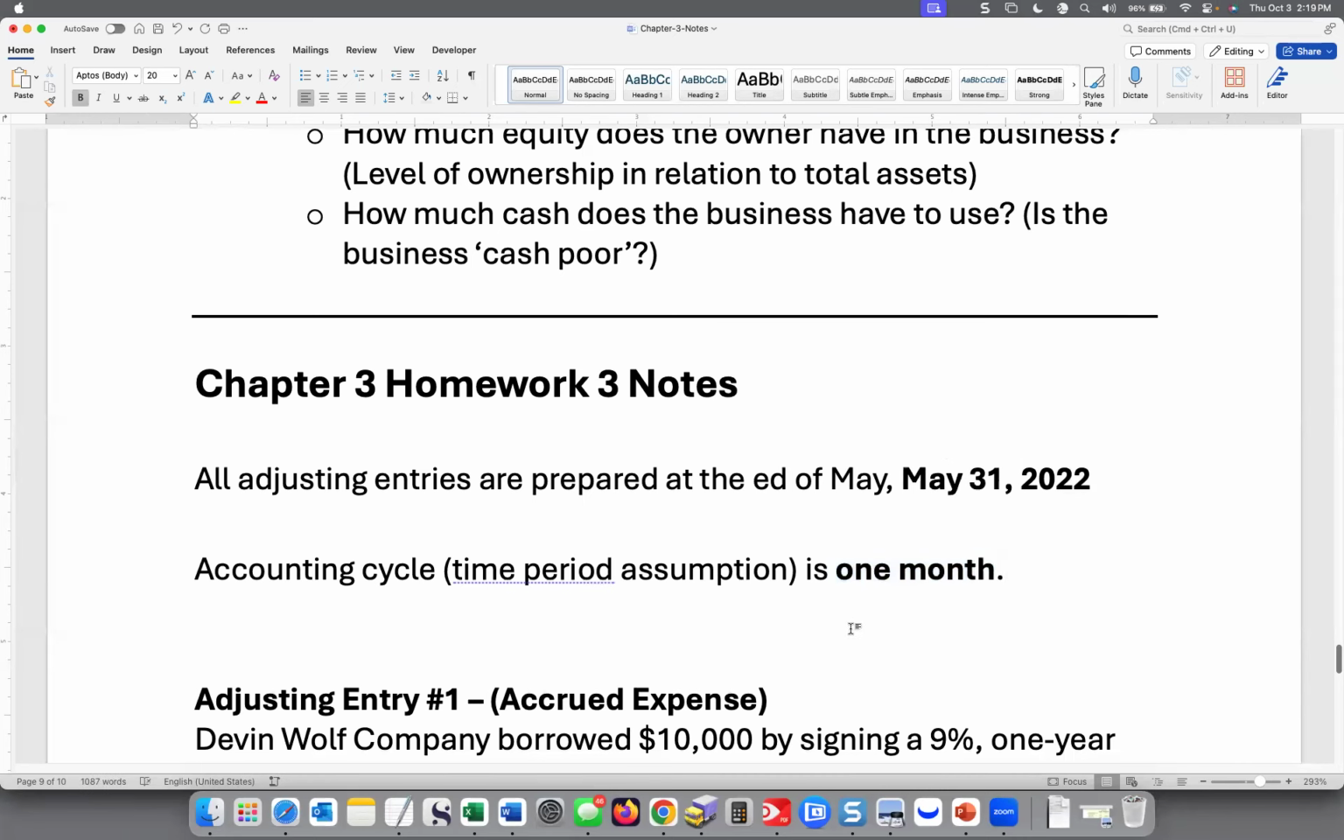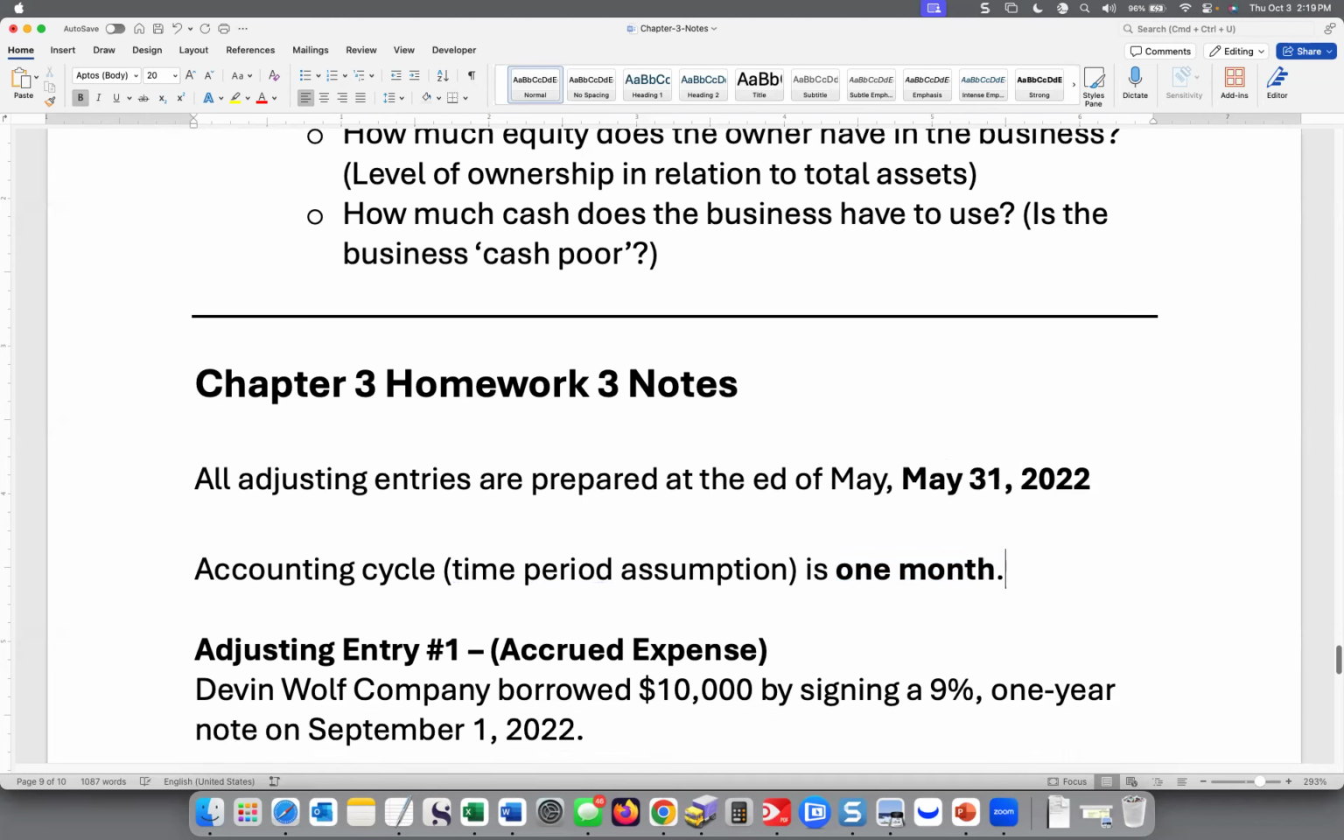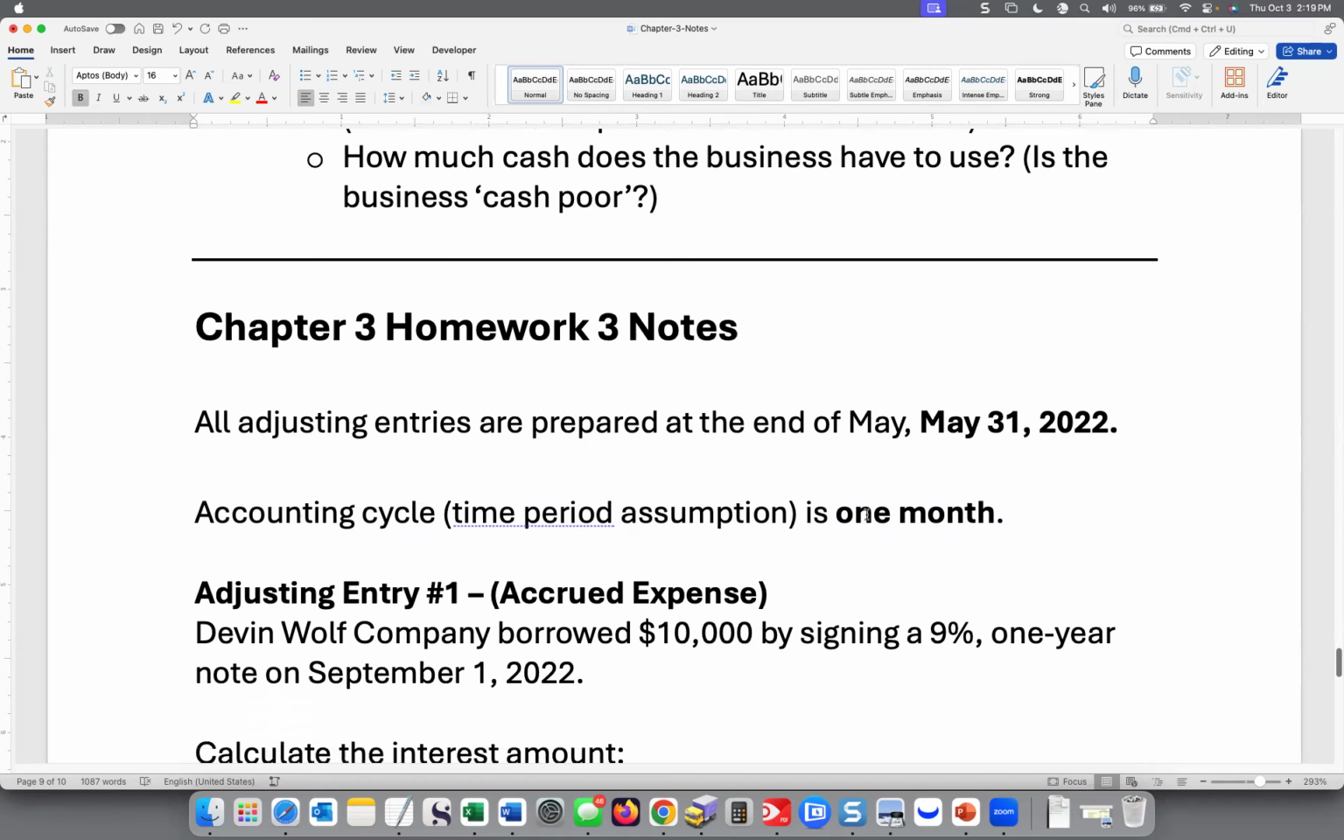Now, this is beginning information that's really important because, as you remember, some of these adjusting entries that we're going to do involve the time factor. Some of these, it matters how much time has gone by. Some, it doesn't. So we have to know what our time period assumption is. We know that now. And we know that the end of our cycle is May 31st, 2022. And we know it's 1 month in length. So that's the very first thing that we want to put in there.